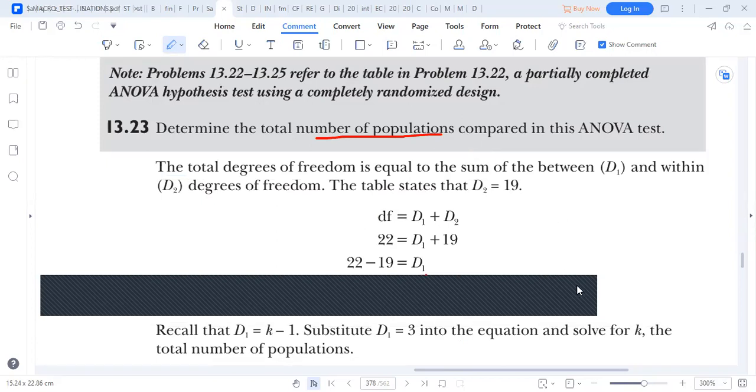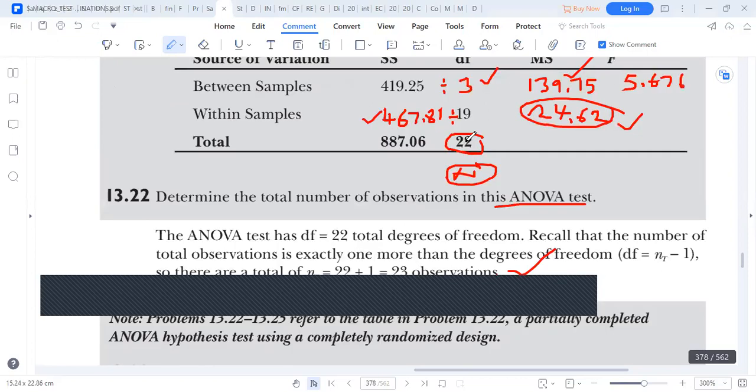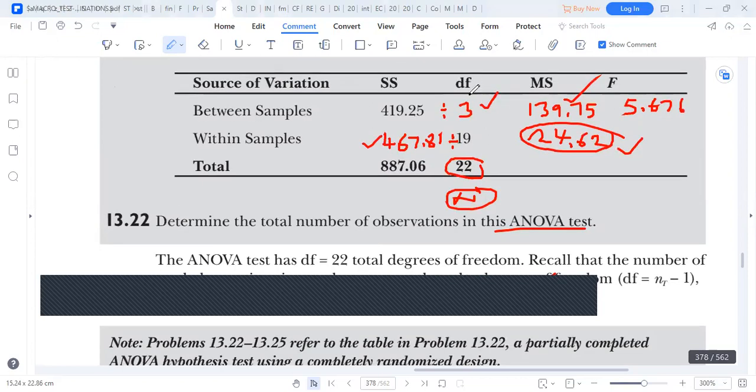Yes, population is k. This is not the population here. This is n minus 1. So population, sorry, is k. This is not k, it's k minus 1. Observations is n. I told you observations are the total number of elements. So this is n minus 1. So our observations are how many? They are 23. Our populations are how many? They are 4. There are 4 columns. There's A, B, C, D. These are populations. So k minus 1, that's how it became 3. Is that clear?